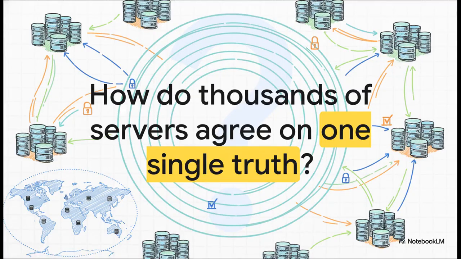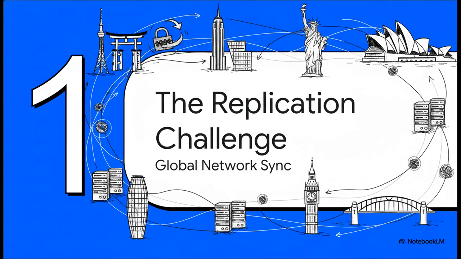So think about this for a second. It's a massive challenge. If you've got thousands of servers, maybe scattered all over the planet, how on earth do you make them all agree on the exact same information at the exact same time? That is the core problem Active Directory had to solve, and we're going to break down exactly how they did it. Right, let's really frame this challenge.